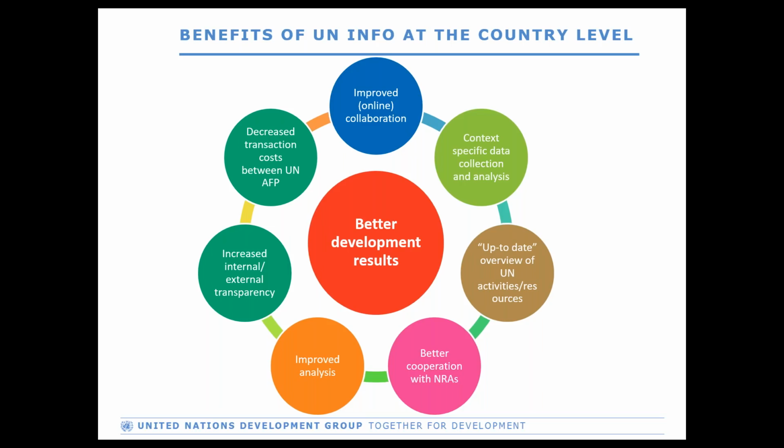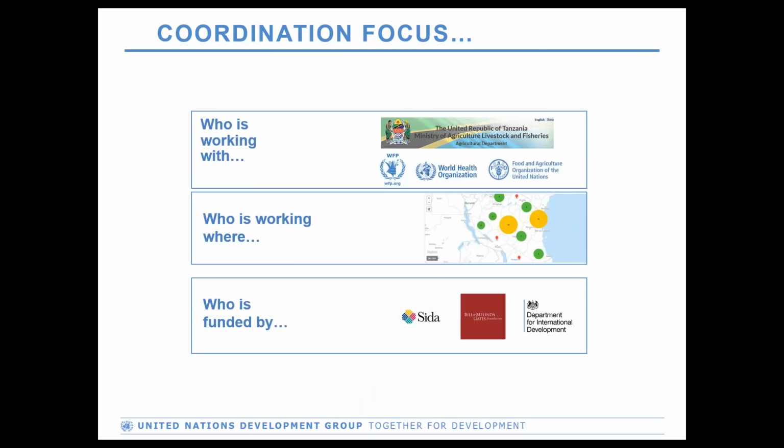And then the next slide is just an example of what we've been talking about. UN Info will be able to give us the information of who is working with whom. For example, this is data taken from UNCT Tanzania, and also who is working where. As part of this, we will have 3W maps that will indicate where activities are located, and therefore we can see where the same agencies may be working together at the same time.